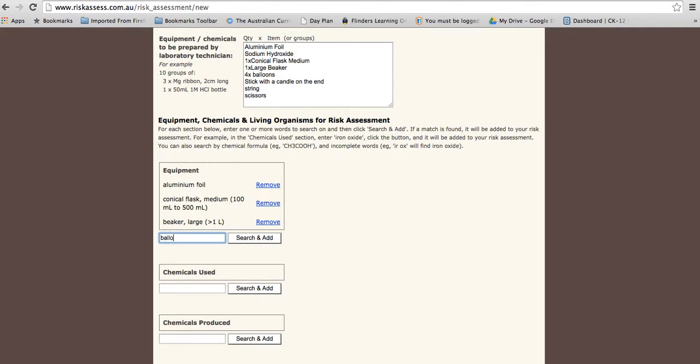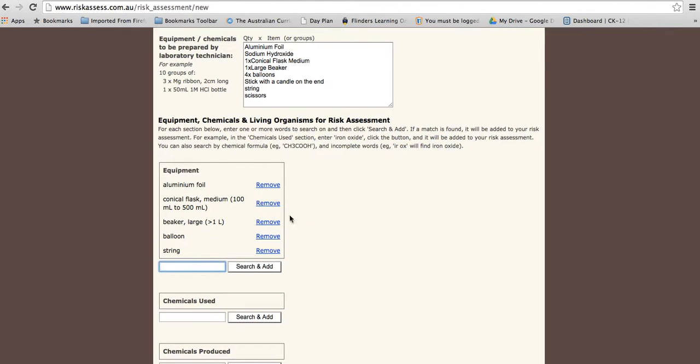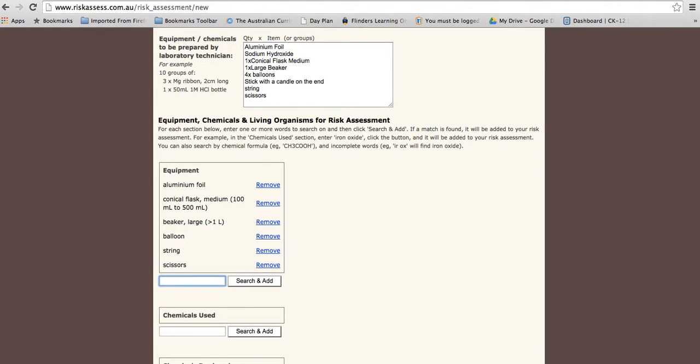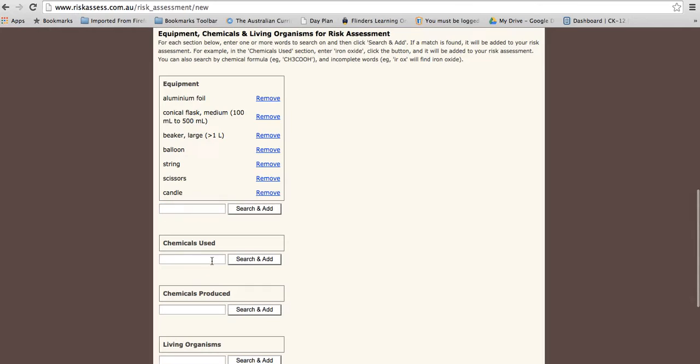We go balloons. Now some things like balloons, not a lot of options, so we just want a balloon. String. Notice it didn't even give us options, so it knew what string was. Scissors, likewise, it knows what it is. Candle, likewise, it knows what it is. So I'm working my way through this list, then I'll just go through, double check. I've got everything there except for the chemicals I need, which are sodium hydroxide. Oh, helps if I spell it right.